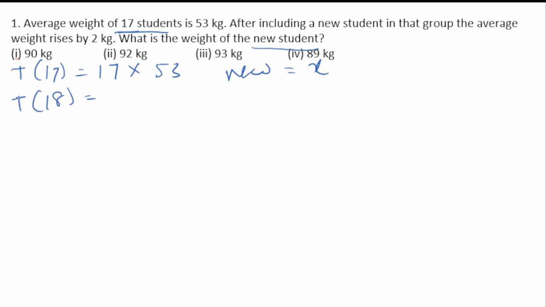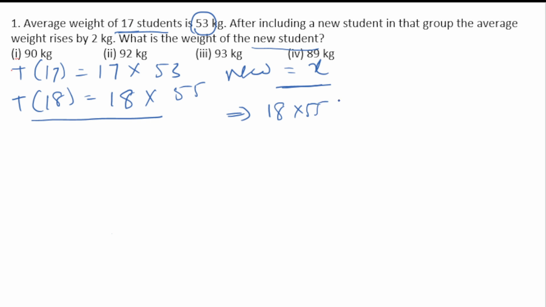So what is the total of 18 students? When one student is included, the total number of students is equal to 17 plus 1, 18. Number of students into average. Average is 53 plus 2. It is 55. This is the weight of 18 students. So what is the weight of the new student? Here the total weight of 18 students is equal to 18 into 55, which is equal to the total weight of 17 students, 17 into 53, plus we will add the weight of the new student. It is x. So you can find out x value here. If you simplify, you will get x value.